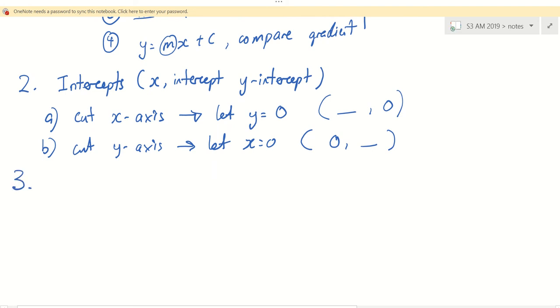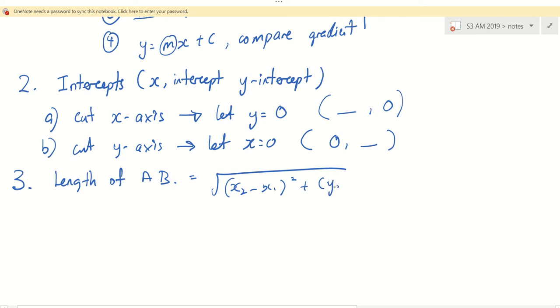Third one is talk about length of AB. Okay, so length of AB is equal to simply take the x2 minus x1 square plus y2 minus y1 square. It can be x1 minus x2 as well. You go and make your own judgment. But the length is just like that.